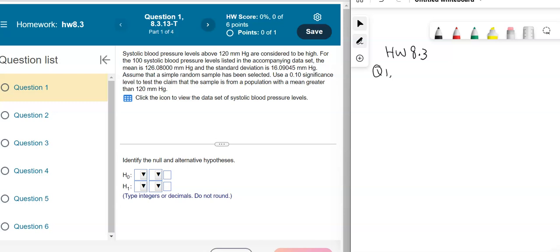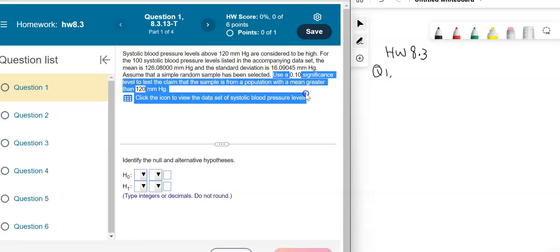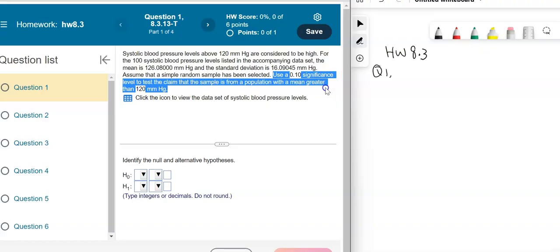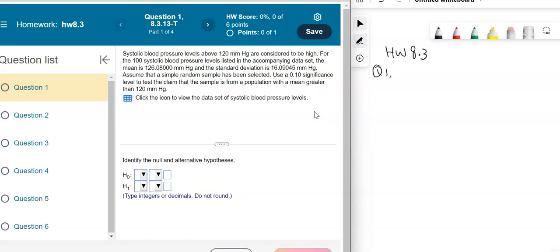Okay, this is homework 8.3, testing hypothesis about a mean. Now, the first question says, use 0.10 significance level to test a claim that sample is from a population with a mean greater than 120. So, number one, claim is mean, which is mu. We say mu, which is the mean, is greater than 120. So this is case 3 or 4 because there's no equal sign.